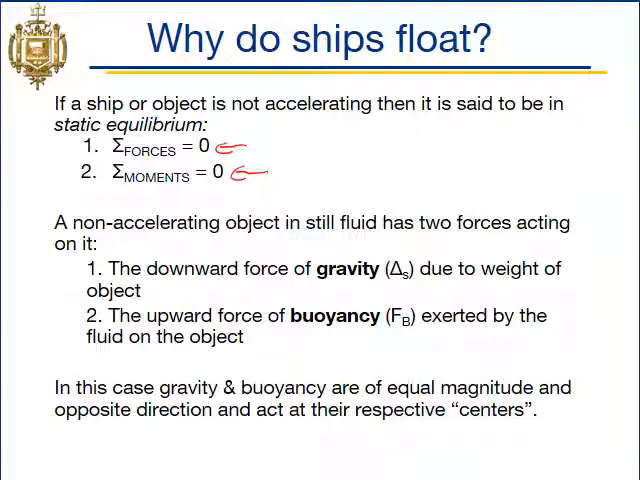Right, so we're going to need to analyze what forces are occurring on the ship so we can figure out how it's in static equilibrium. So we know the ship has a weight, and that weight acts at the center of gravity. Right, so we'll call that weight delta S, and that delta S acts at the center of gravity. And so if we've got a force going down, then we need obviously a force going up, and that force going up is the buoyant force, FB. And the FB is exerted by the fluid at the center of buoyancy, right? So this bottom bullet here: gravity and buoyancy are of equal magnitude and opposite direction and act at their respective centers.